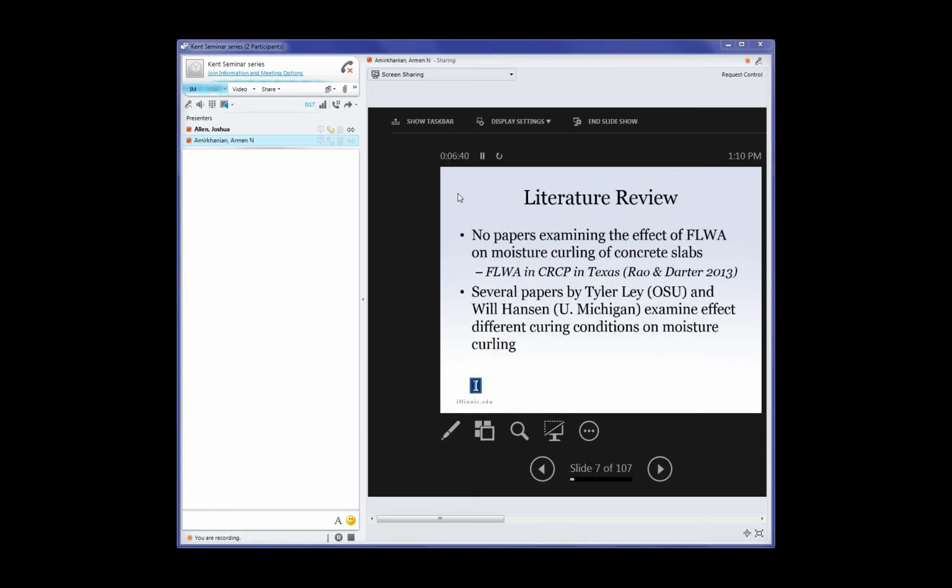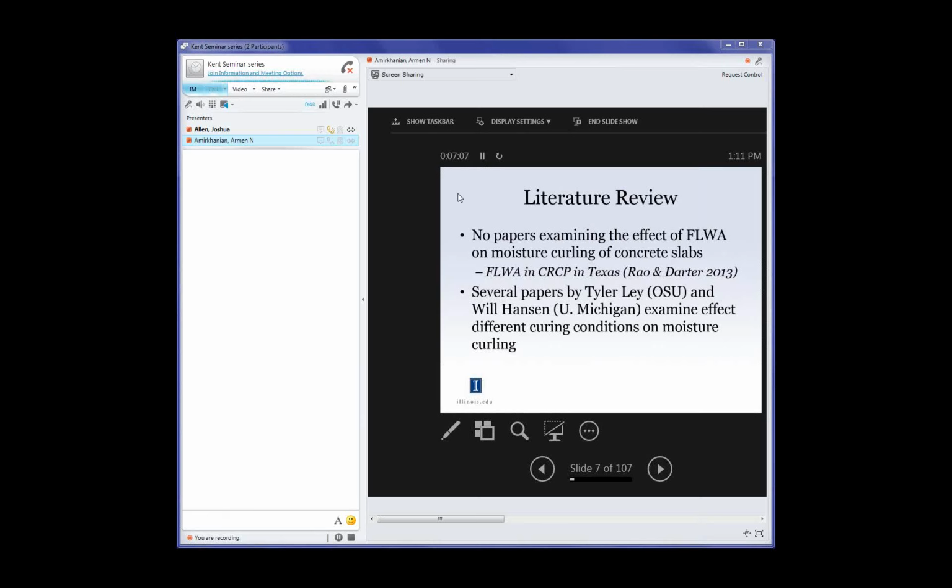No one's actually looked at this before. People have put these lightweight aggregates in concrete pavements. There's a large CRCP, a continuously reinforced section down in Texas, which had very good results because the internal curing through the lightweight aggregates actually caused the crack spacing to be longer and the crack widths to be very small compared to the virgin section.